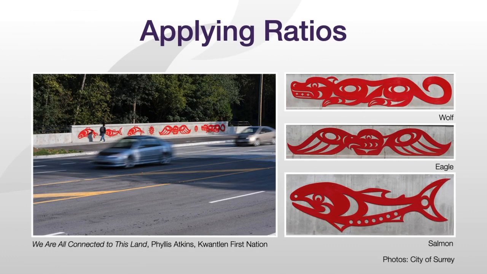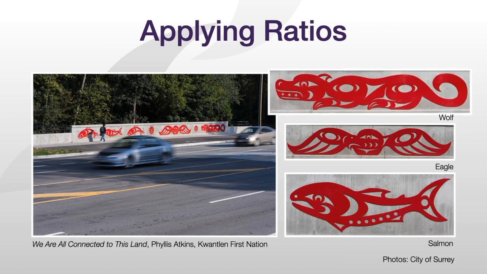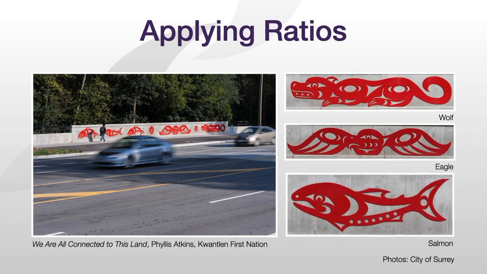In Surrey, we work and learn on the unceded shared territories of the Coast Salish, Katzie, Semiahmoo, and Kwantlen First Nations. Your child may be learning that in many First Nations, certain animals are significant or sacred to the teachings, histories, and beliefs of that nation. Each will have their own protocols around ways in which these animals are portrayed. We Are All Connected to This Land by Phyllis Atkins, Kwantlen First Nation, is installed on a small bridge on King George Highway spanning Bear Creek. The design features animals four-legged, feathered, and finned, mirrored on both sides of the bridge.